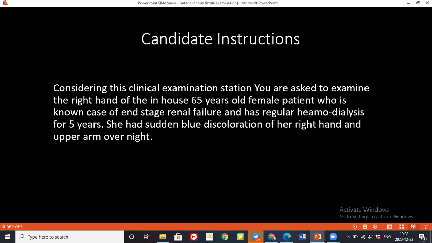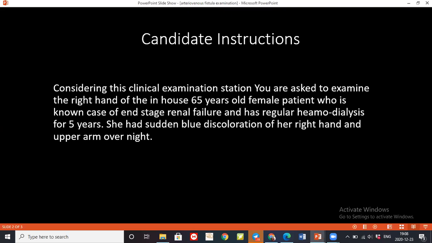To complete my examination, I would like to perform the neurovascular examination of the upper limb and a complete cardiovascular examination. Today, I have examined this 65-year-old lady who is a known case of renal failure and presented with sudden bluish discoloration of her right hand and upper arm over the night.